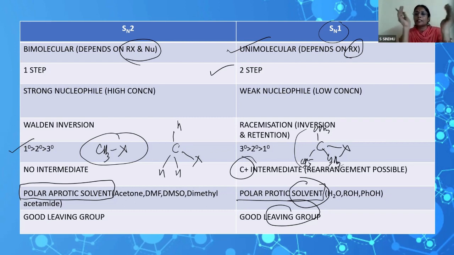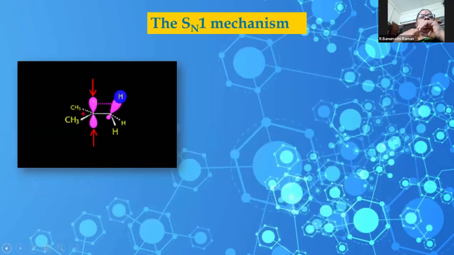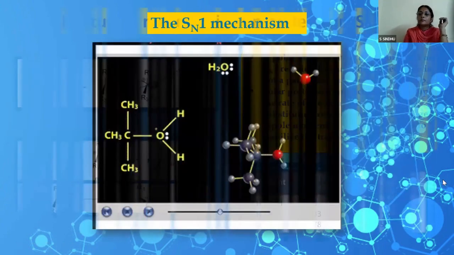SN1 is a two-step mechanism where the existing group has to leave, is it not? Suppose I have CH3, suppose I have this chlorine here. This chlorine has to leave. So how can that be possible? So there was a slide here. Yeah, this one here, a polar protic solvent.